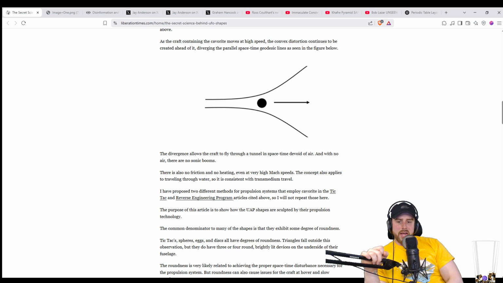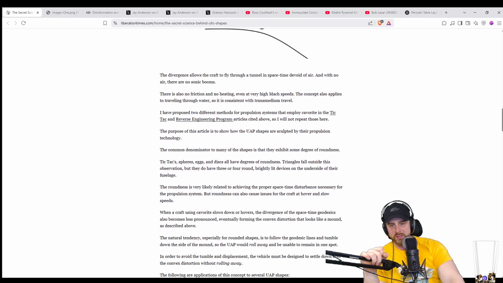I proposed 2 different methods for propulsion systems that employ Cavorite in the Tic Tac reverse engineering program article cited above, so I will not repeat those here. The purpose of this article is to show how the UAP shapes are sculpted by the propulsion technology. The common denominator to many of the shapes is that they exhibit some degree of roundness. Tic Tac spheres, eggs, and discs all have degrees of roundness.